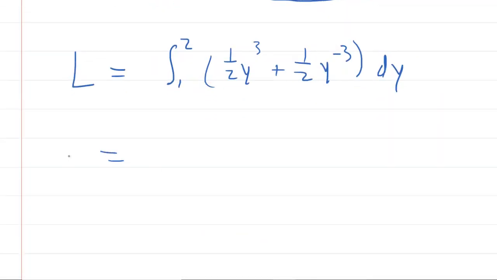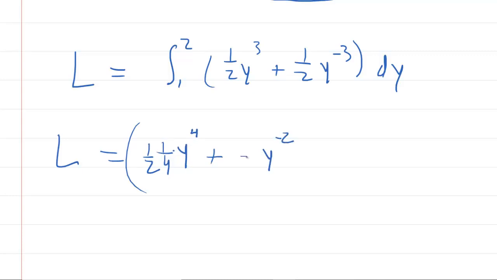So here we go. We're going to add 1 to the power. That's going to make that y to the positive 4. Multiply that by the reciprocal, which is 1/4. Don't forget about the 1/2 lingering there as well. Same kind of thing here. Add 1 to get you y to the negative 2. Multiply by the reciprocal, so that's negative 1/2. But then don't forget about the positive 1/2 that was in front there. And then this is evaluated from 1 to 2.